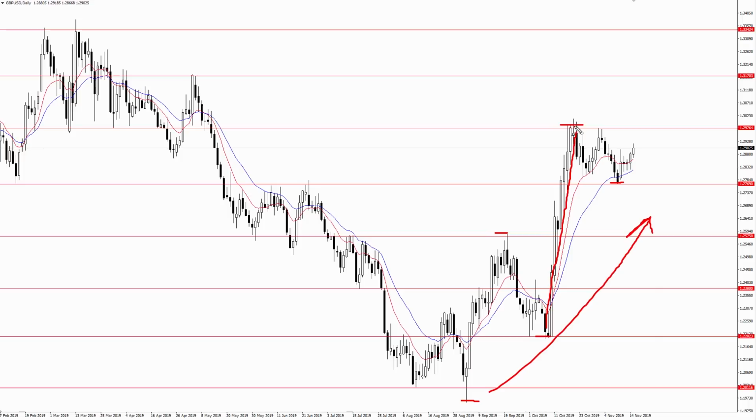So since we had this rally, the pair has consolidated nicely above 127.70. So right now this does look constructive for the British pound. So I'd be really hesitant to try to sell it even if we get a close below 127.70. Ideally, I would like to see this consolidation continue and eventually break that area just below 130.